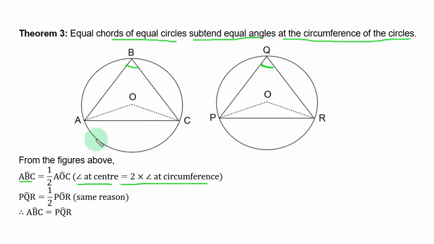Now this is what happened. Actually, we're supposed to have angle AOC equal to 2 times angle ABC. If you make ABC the subject by dividing through by 2, you have this outcome. The same thing you have here. Since both right hand sides are equal, it follows that angle ABC is equal to angle PQR.